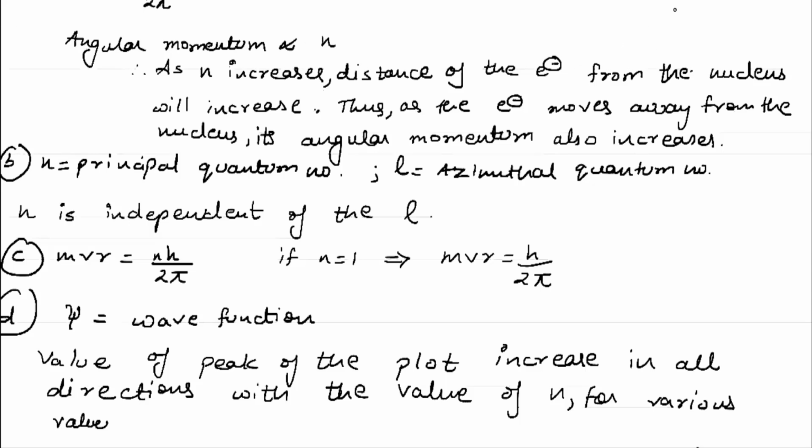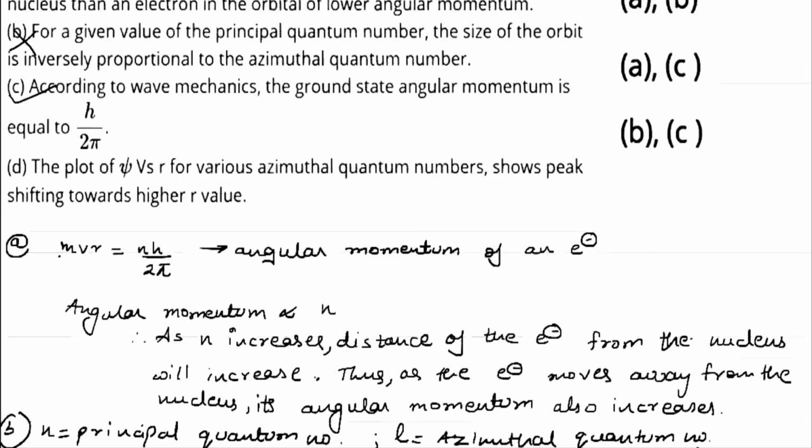For various azimuthal quantum numbers, in that case there is no question that it is just shifting towards the higher r value. It is increasing in all the directions. Got the point? So therefore our fourth statement goes incorrect.